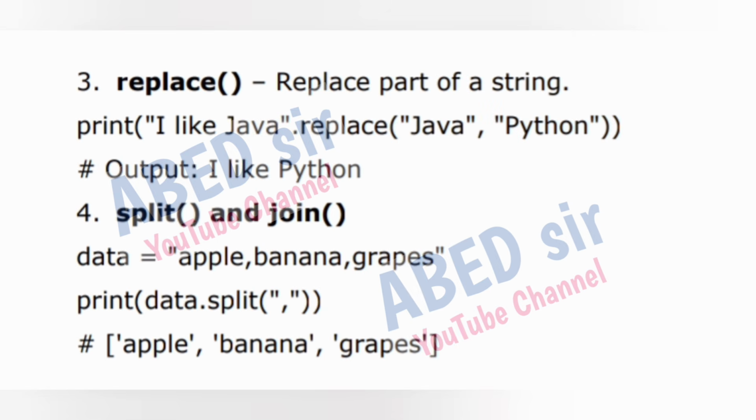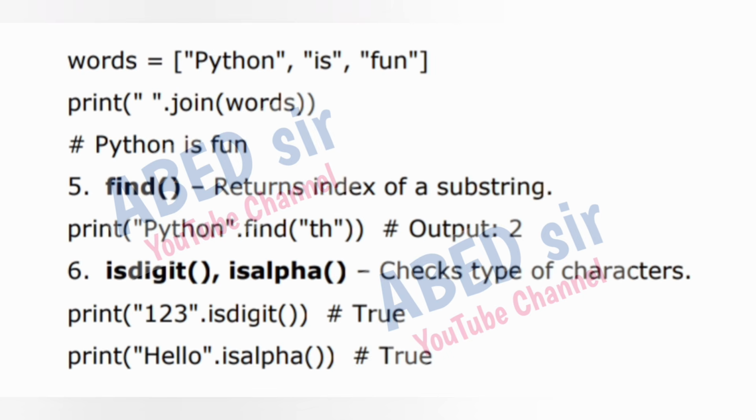4. split and join. data = "apple,banana,grapes". print(data.split(",")). words = ["Python", "is", "fun"]. print(" ".join(words)) # Python is fun. 5. find returns index of a substring. print("Python".find("t")) # output 2. 6. isdigit, isalpha check type of characters. print("123".isdigit()) # True. print("hello".isalpha()) # True.